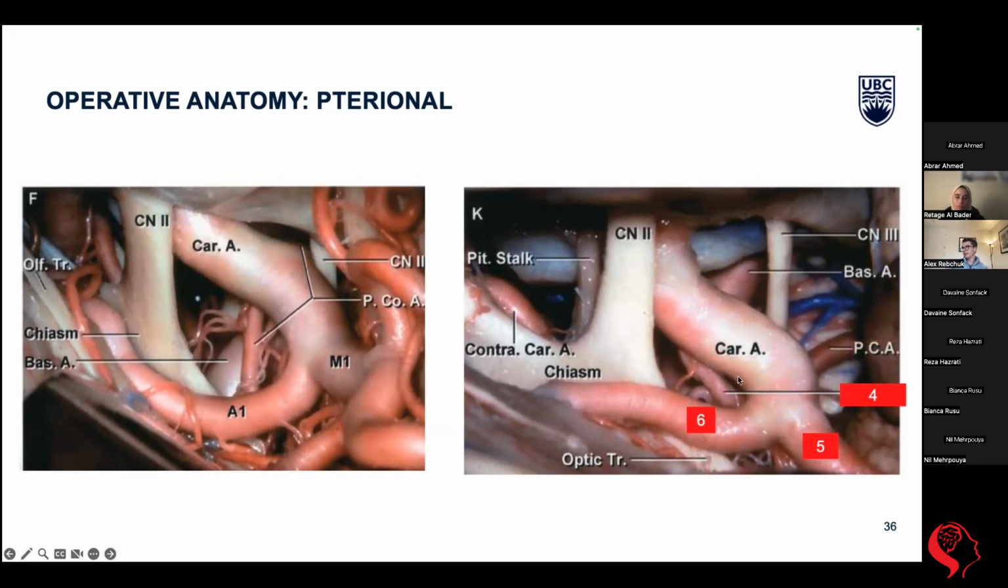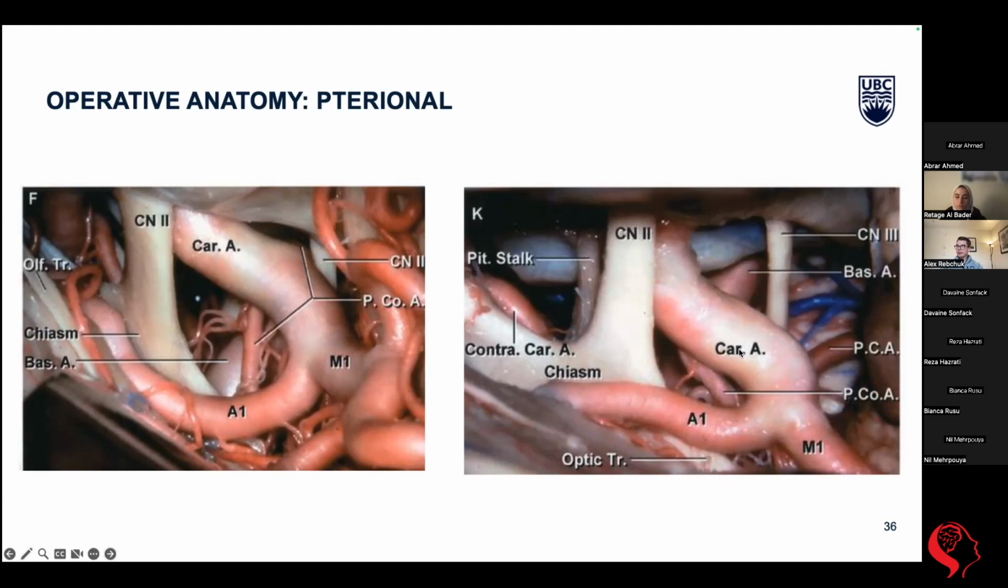That's going to be PCA, so coming out laterally. So again, it's a bit tricky, and you're not seeing the whole thing, but the PCOM, this is one where you won't really see the PCA, but you will see the PCOM, and that's going to be diving back deep into the field, connecting the carotid to the PCA. And here again, M1 and A1.